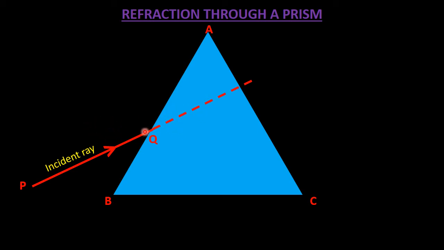In order to draw the refracted ray, we first draw a normal, and the angle between the normal and the incident ray we call the angle of incidence, which is represented by I. And as the ray is traveling from rarer medium to denser medium, it bends towards the normal, and the angle between the normal and the refracted ray we call the angle of refraction, and this ray we call the refracted ray.